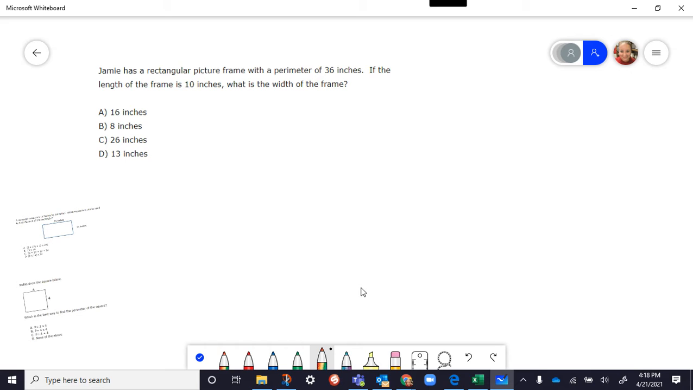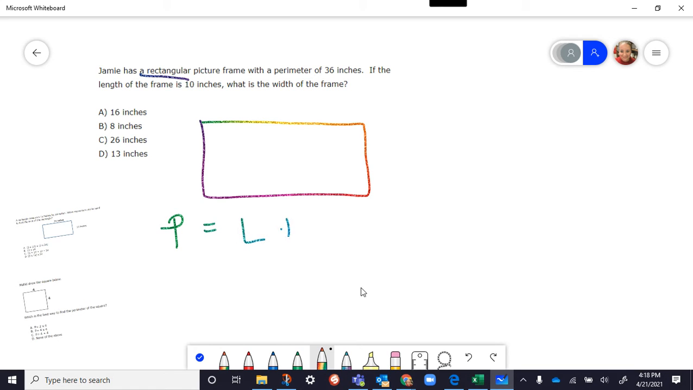All right, Jamie has a rectangular. So again, that's important. Draw your rectangle. Picture frame with a perimeter of 36 inches. I know that for a rectangle, perimeter equals, we're adding up all the sides. So a rectangle has 2 lengths and 2 widths. Write down my formula. It's telling me that the perimeter is 36. So 36 is going to equal up all of those lengths and all those widths. If the length of the frame is 10, so everywhere I see L, I'm going to put 10.